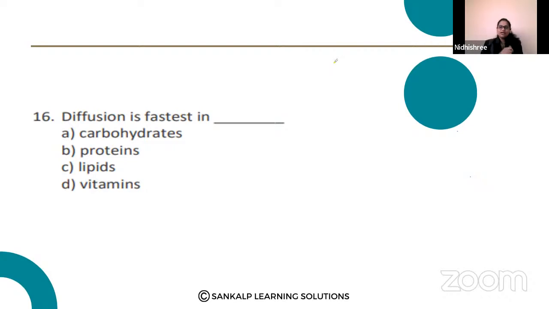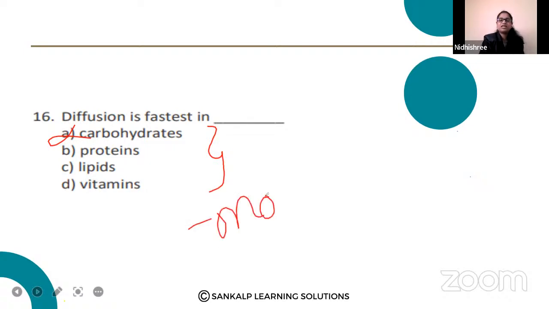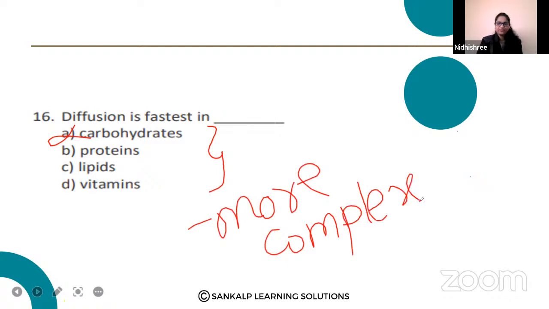Okay. So here, when we say something burns instantly and gives energy instantly, carbohydrate would be the right answer. So based on that, we think diffusion is fastest in carbohydrates, but it is wrong, guys. So option A is wrong. When it comes to proteins, compared to carbohydrates and lipids, the structure of the protein is more complex. Proteins are more complex than carbohydrates and lipids, so they will not diffuse faster. So the right answer is option C, lipids.